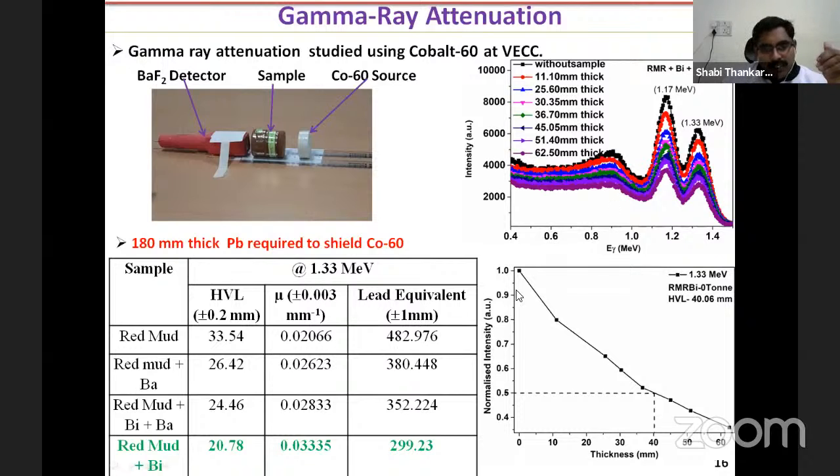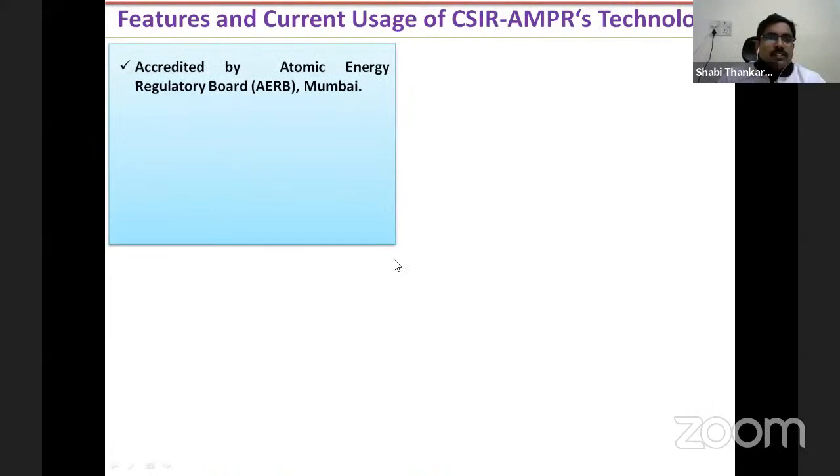So if you calculate that, our sample needs nearly 300 mm. It shows more than half of the attenuation of the lead, and it is cheaper also.